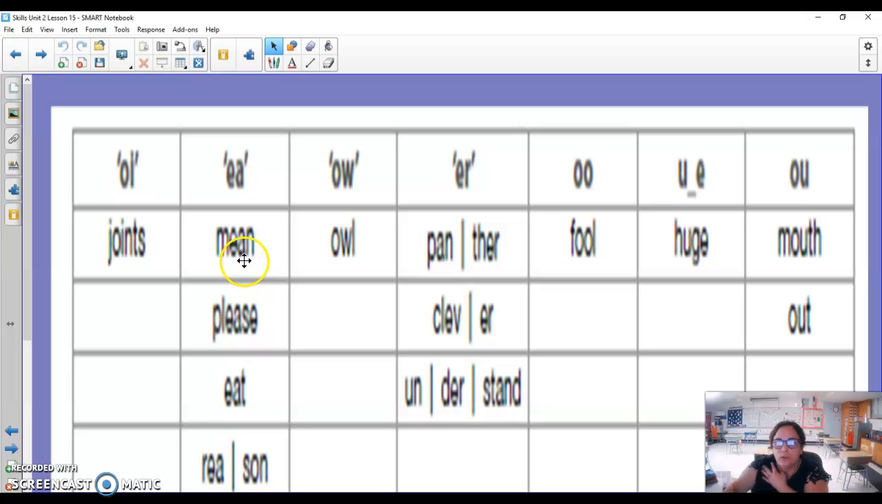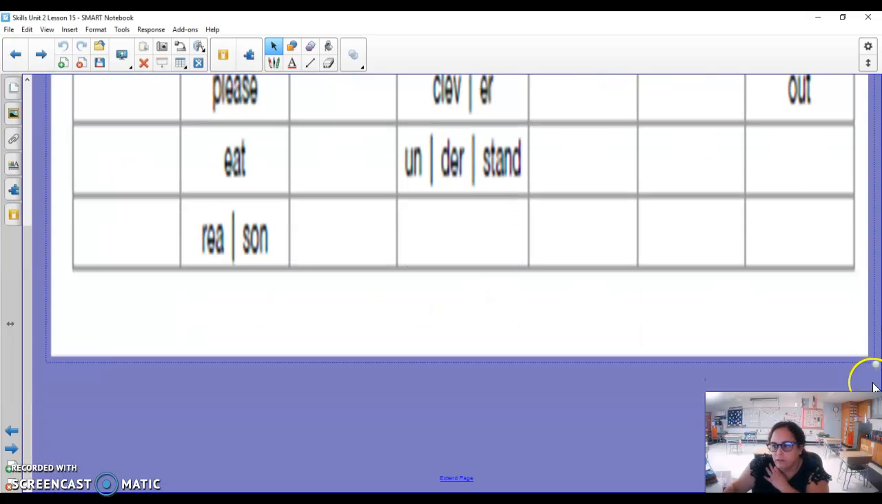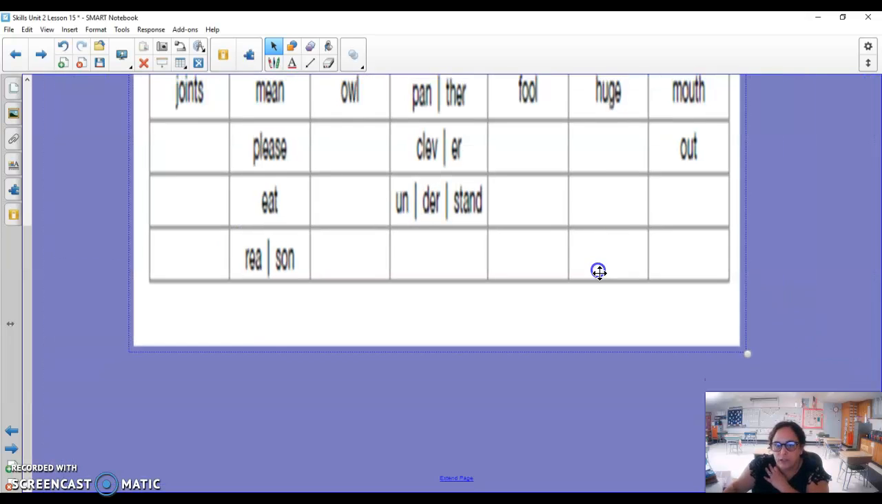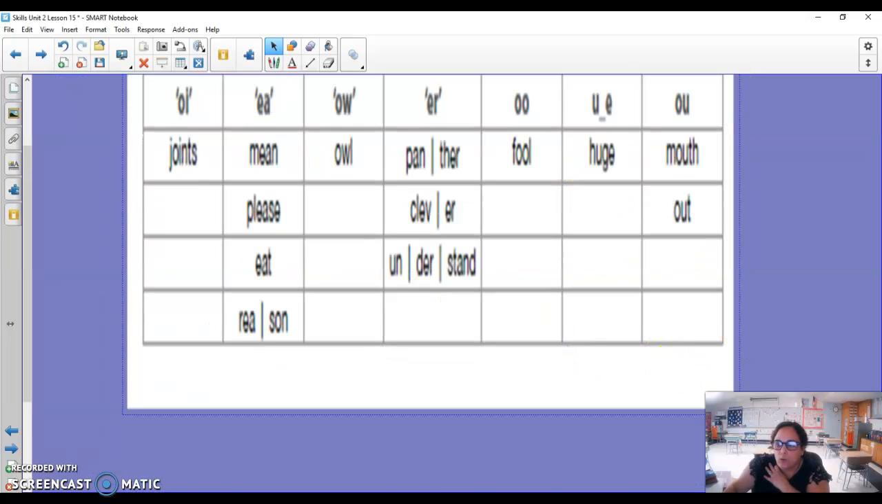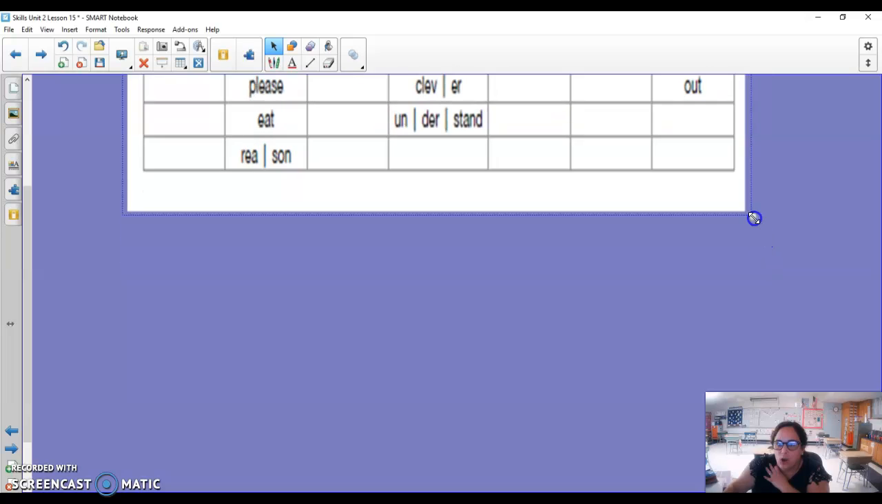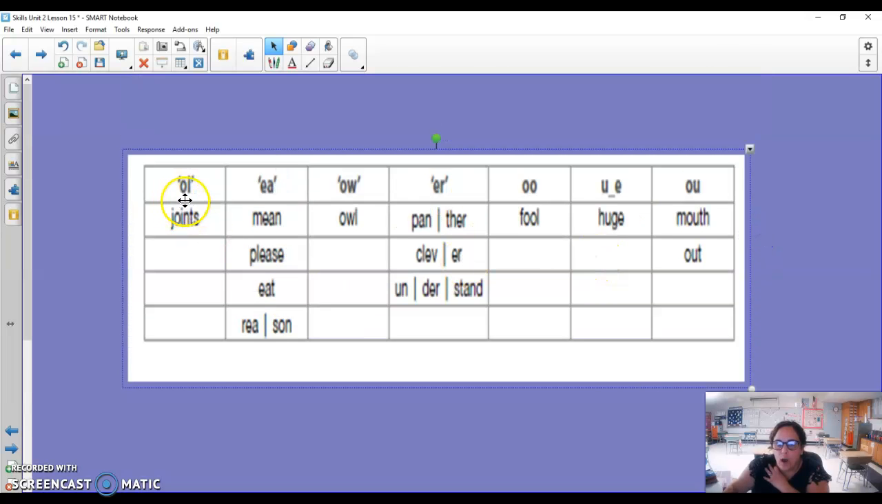So these are words that we're going to see in our story today. I'm going to try and fix them because they're blurry. There we go, it's better. All right, so do you remember O-I, the sound O-I? What does O-I say?